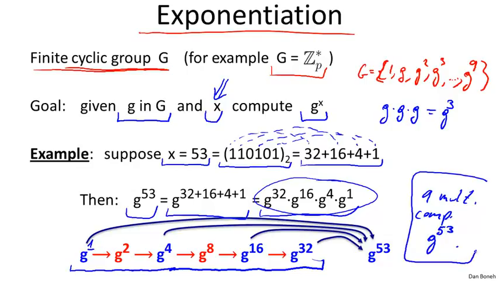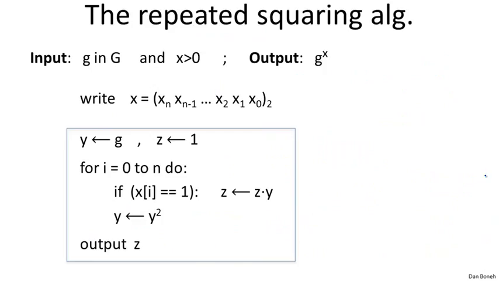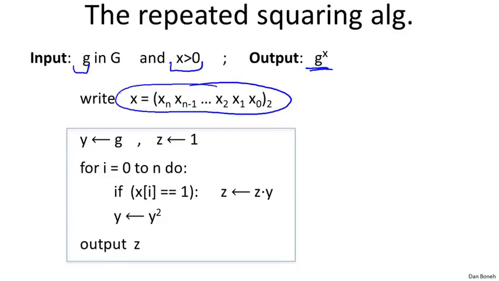Okay, so that's pretty interesting. It turns out this is a general phenomenon that allows us to raise g to very, very high powers and do it very quickly. So let me show you the algorithm. As I said, this is called the repeated squaring algorithm. The input to the algorithm is the element g and the exponent x, and the output is g to the x. We're going to write x in binary notation. Let's say that x has n bits, and this is the actual bit representation of x as a binary number.